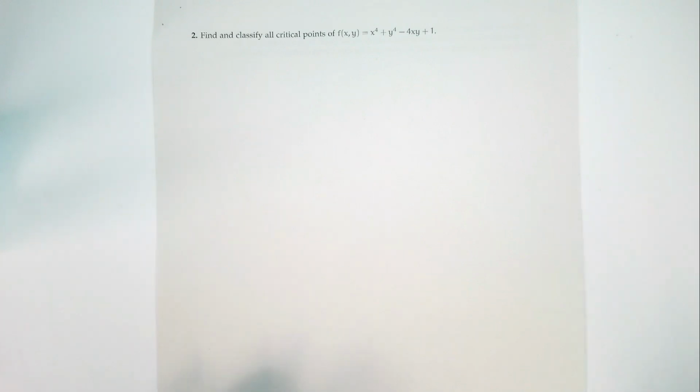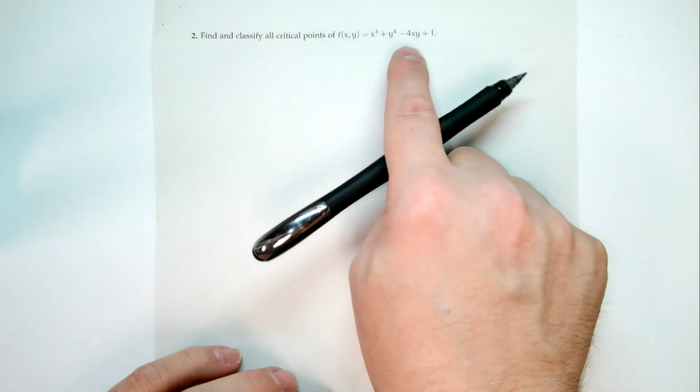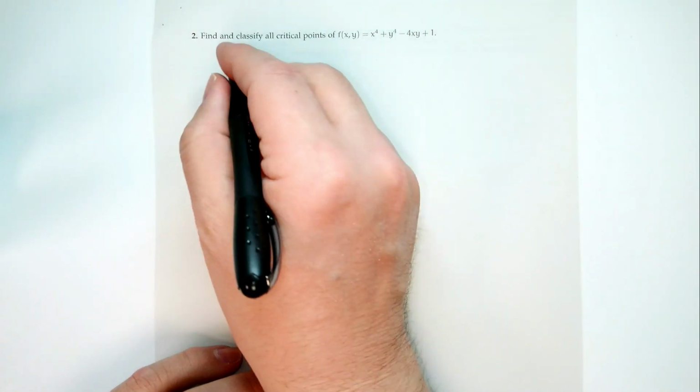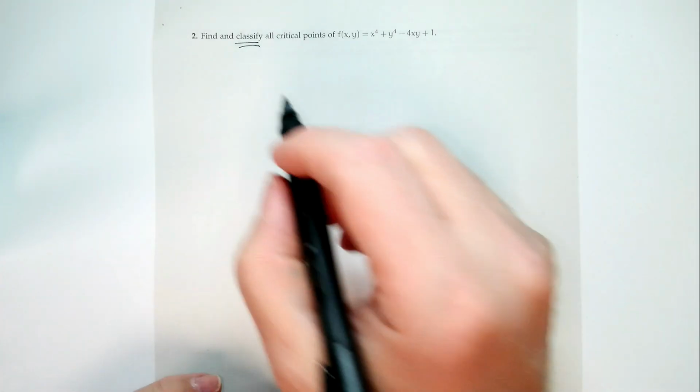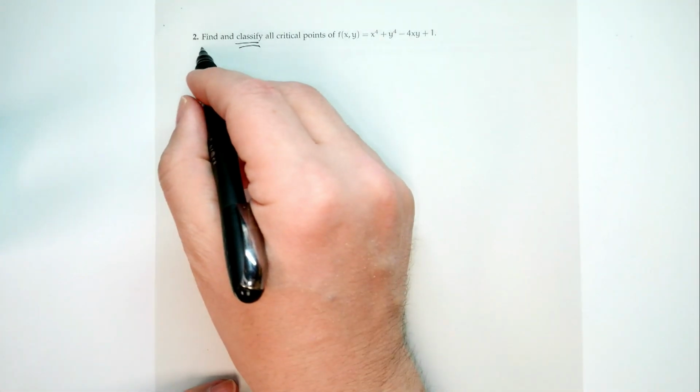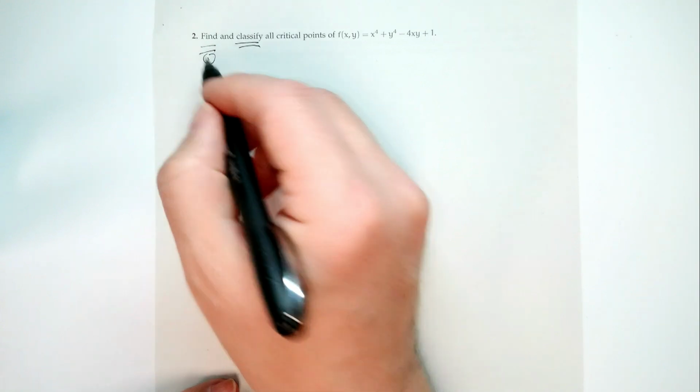Number 2, find and classify critical points of f of x,y equals x to the 4th plus y to the 4th minus 4xy plus 1. Well, there's a giveaway word here, the word classify. Whenever you see the word classify, you know it's a very particular type of problem. That means that we're going to use our second partials test. So let's start with the find.